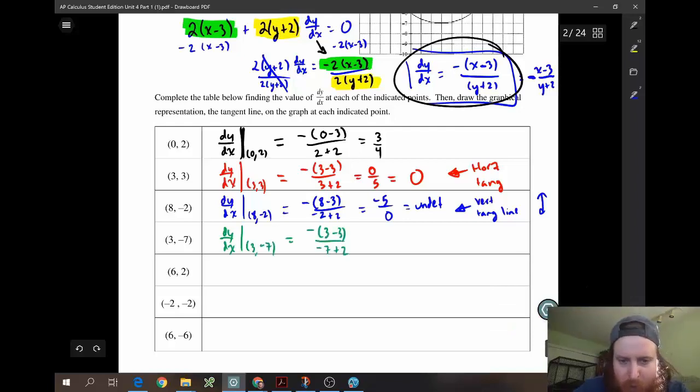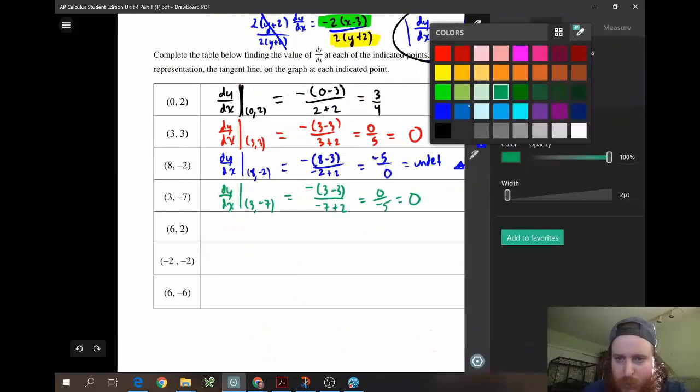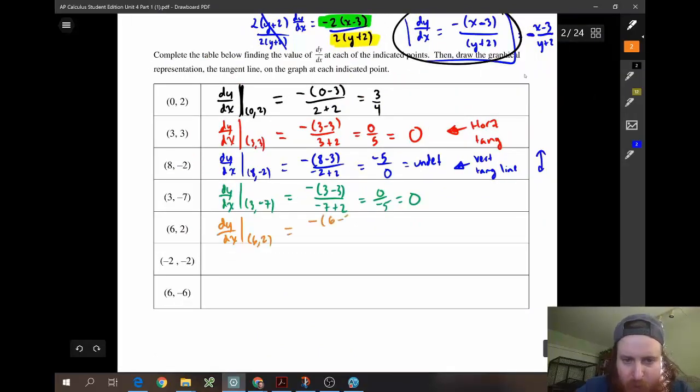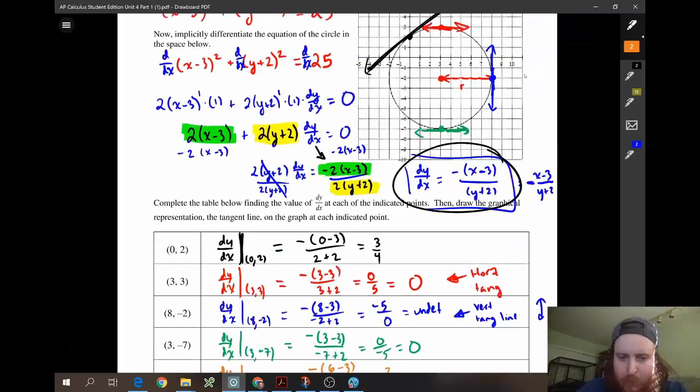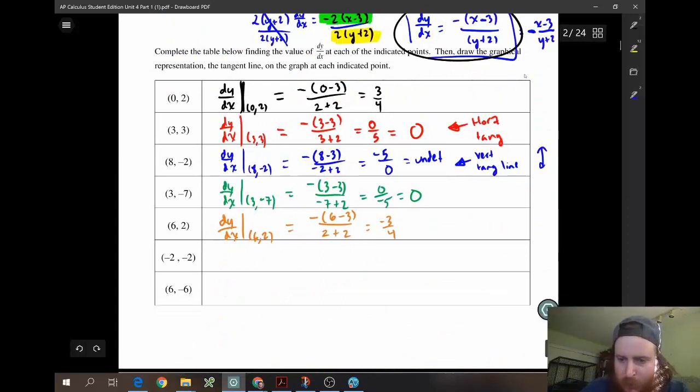So I'm going to speed this up here and just kind of talk through these. As we plug in the next slope, we get a 0, which is a horizontal tangent line again. Then after that, we're going to plug in the slope at (6, 2), and we'll get another slope of, this time, -3/4 instead of positive, which makes sense when you graph the point. It's kind of symmetrical on the opposite side of the circle to our first slope, which was 3/4. So that's why it's -3/4.